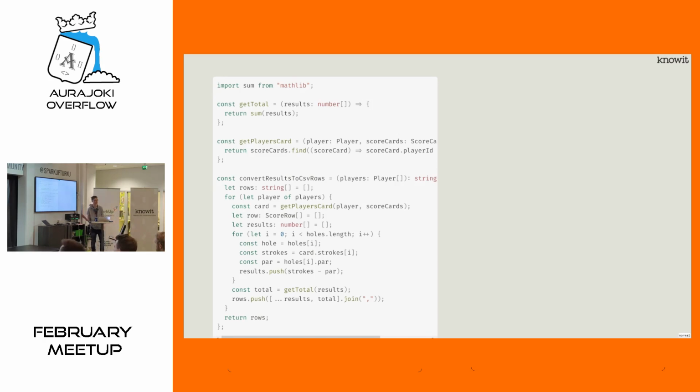And let's see if stratified design can help us with getting a better grip of this code. So as you may recall from my etymology lesson, stratified means something layered. So if we were to apply stratified design to this piece of code, we would want to look for layers in this code. Now, if we look at the convertResultsToCSVRows function, what kind of layers does it have?